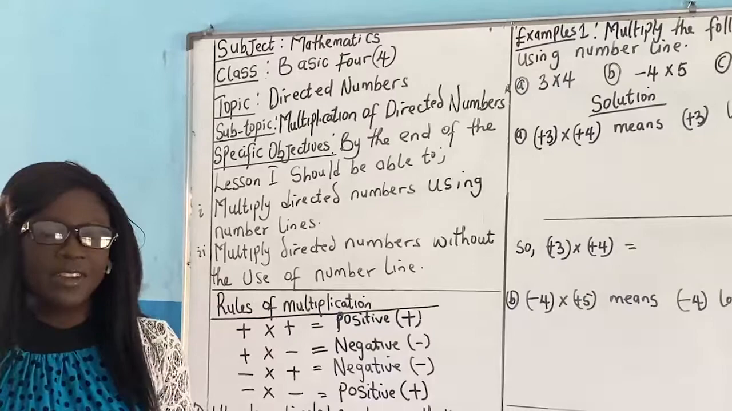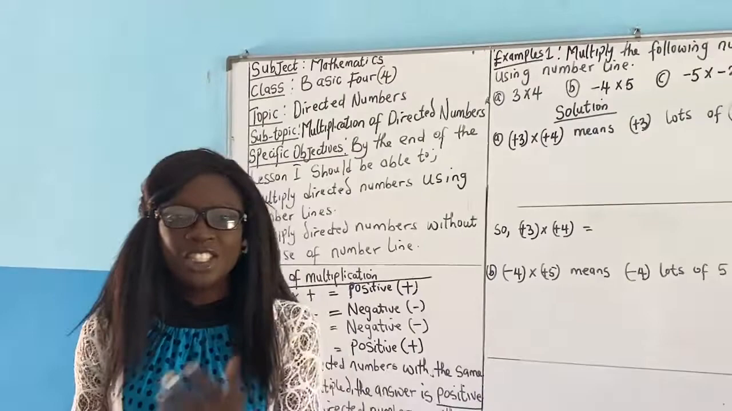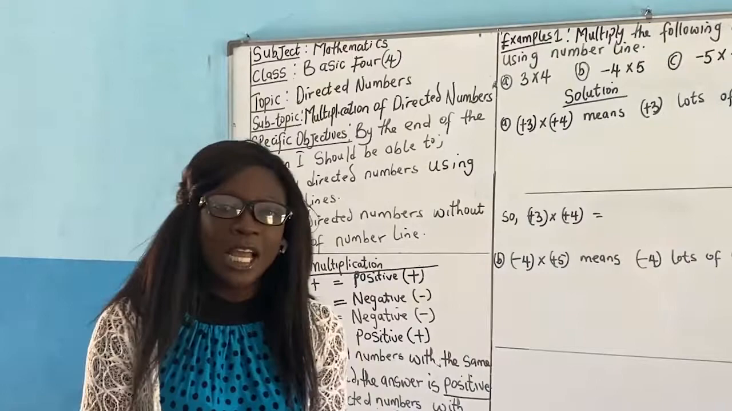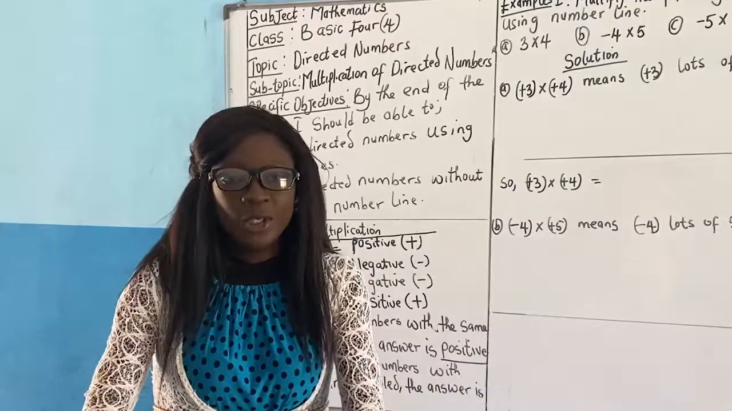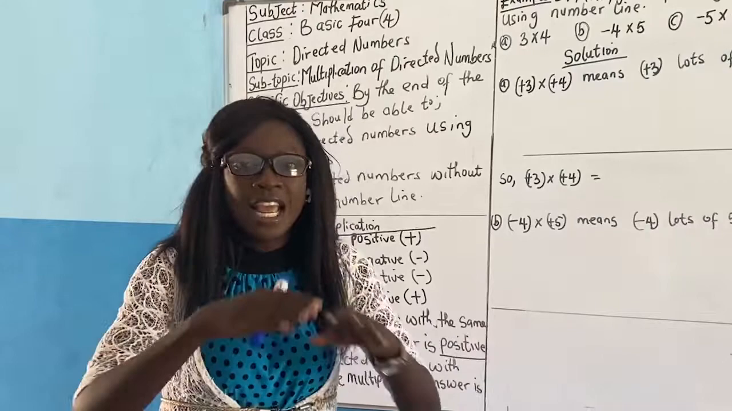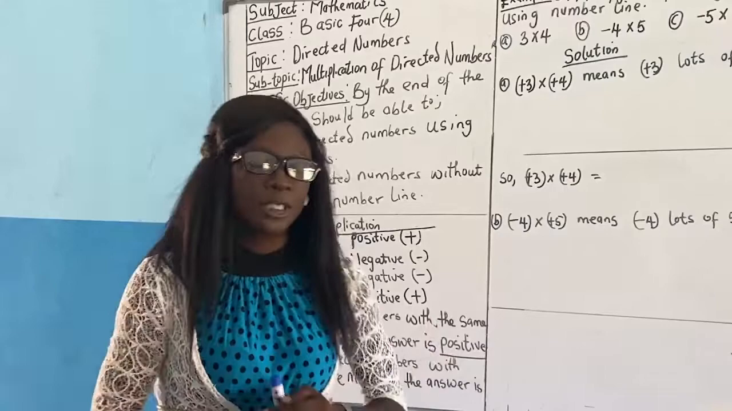Can I bring you back to what we did last time? Last time you were taught addition and subtraction of directed numbers. And you were given rules on how to add or subtract two directed numbers. And you know that directed numbers are just positive or negative numbers. That is to say, one is a directed number, two, three, four, minus five, minus 10. So all those numbers from positive to negative are directed numbers.